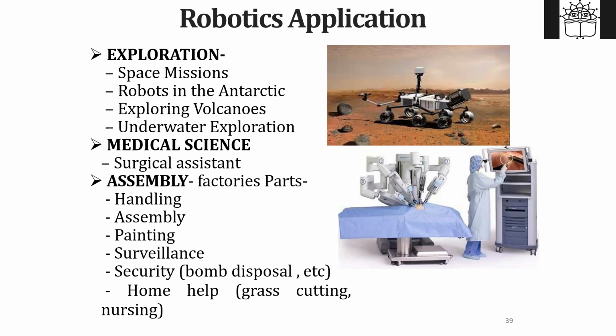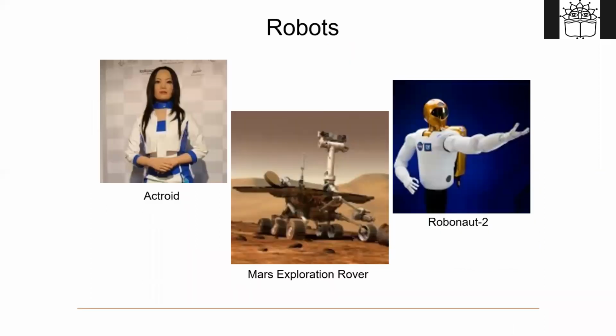If you talk about industry, in factories, for handling purpose, for assembly purpose, for painting purpose, for surveillance, right? If you have seen the movie Uri, for surveillance, that aerial drone is used. So for surveillance also we can use robots. For security, as I mentioned, bomb disposal, right? And for domestic purposes like grass cutting or maybe cleaning, we can use robots.